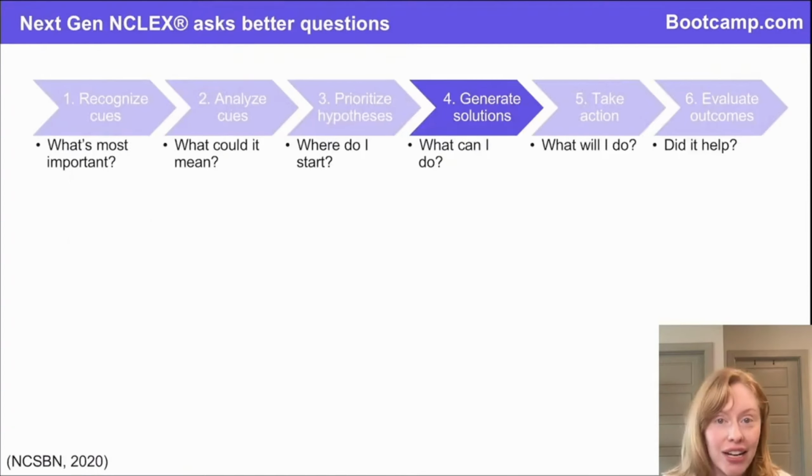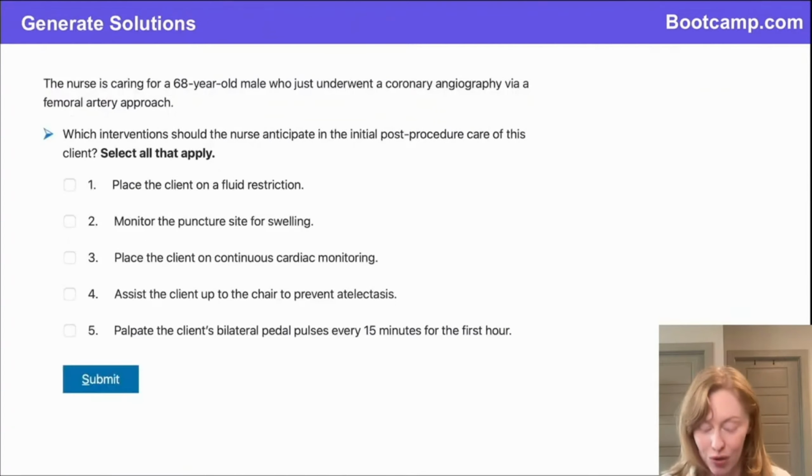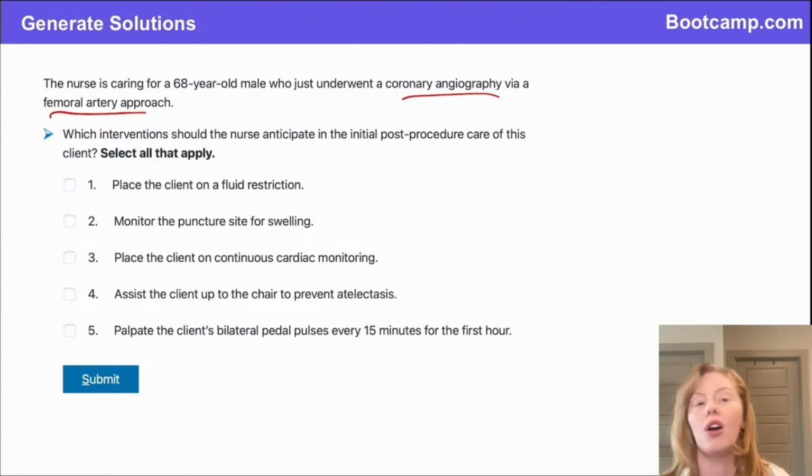Then next, generating solutions, or figuring out what can I do about this problem. So here we have a patient who just underwent coronary angiography via the femoral artery. So what condition is this done to treat? And I think you guys should all know this one, but who would come into the hospital and get an emergent coronary angiography? And while I'm waiting for y'all to answer, we'll read on. So we're asked, which interventions do we anticipate in the initial post-procedure care for this client?